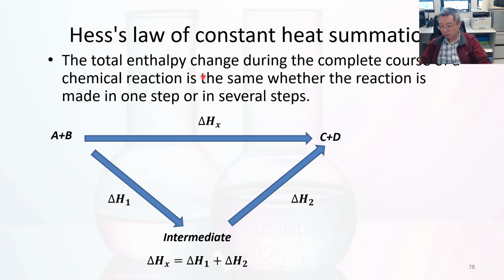It's actually a result of the state function, because we know H or U, they're all state functions. That means it doesn't depend on which route you actually take. If you have A and B directly reacted into C and D, it will be equivalent to going through an intermediate. Delta H1 to the intermediate, and the intermediate becomes C and D with delta H2. So delta H1 plus delta H2 equals the whole difference, the total, the one-step reaction.